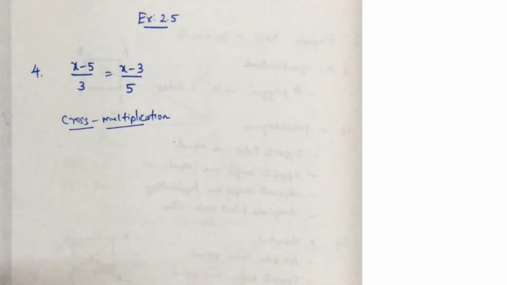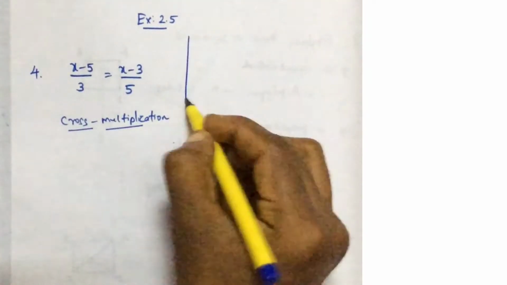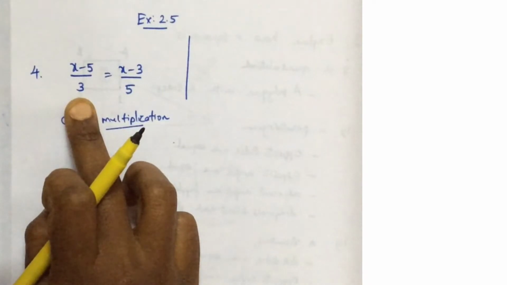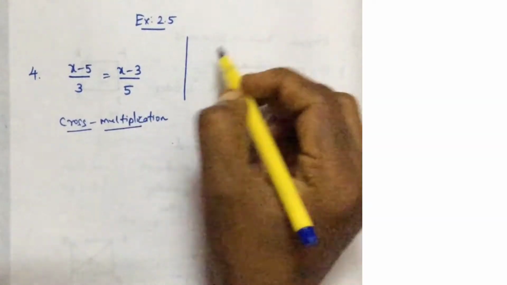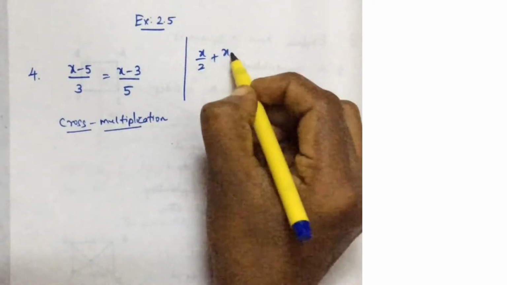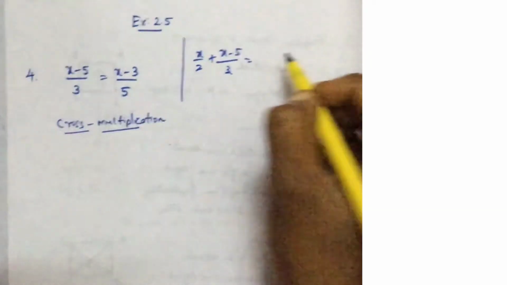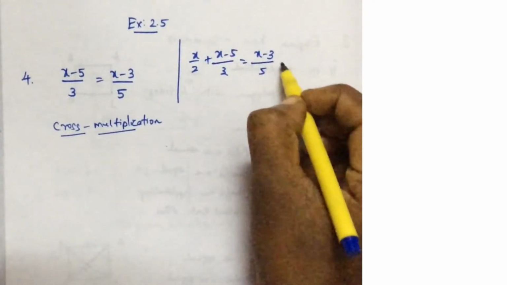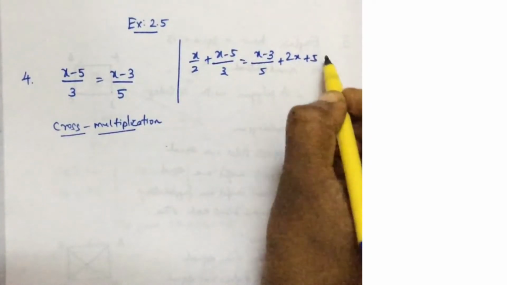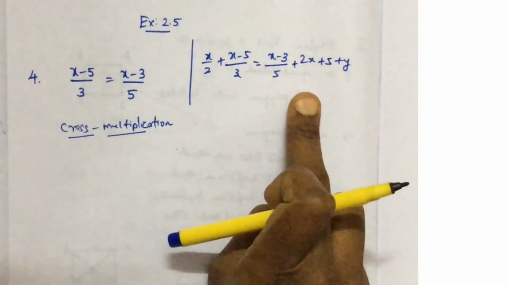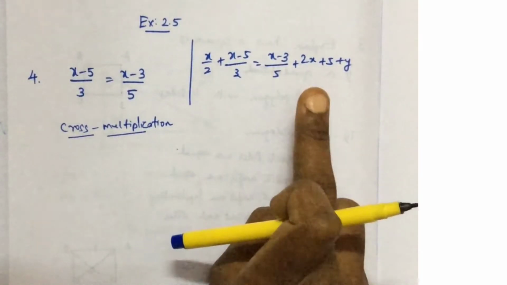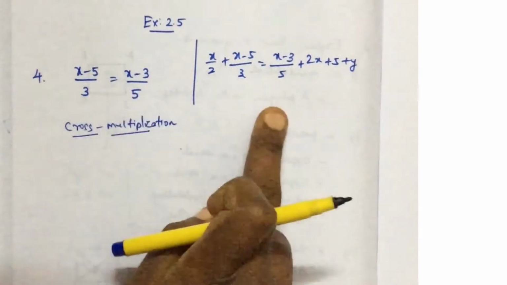You have to do cross multiplication if there is only one term on both sides. What I mean is, here there is only one term on the left hand side and only one term on the right hand side. Suppose the question is x/2 + (x − 5)/3 = (x − 3)/5 + 2x + 5 + y. If you have more than one term on the left hand side and right hand side, in this case you cannot do cross multiplication.